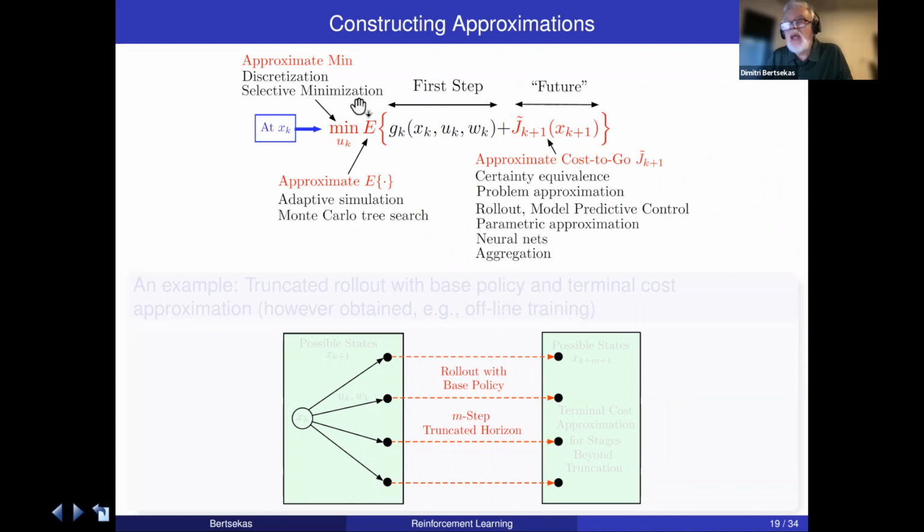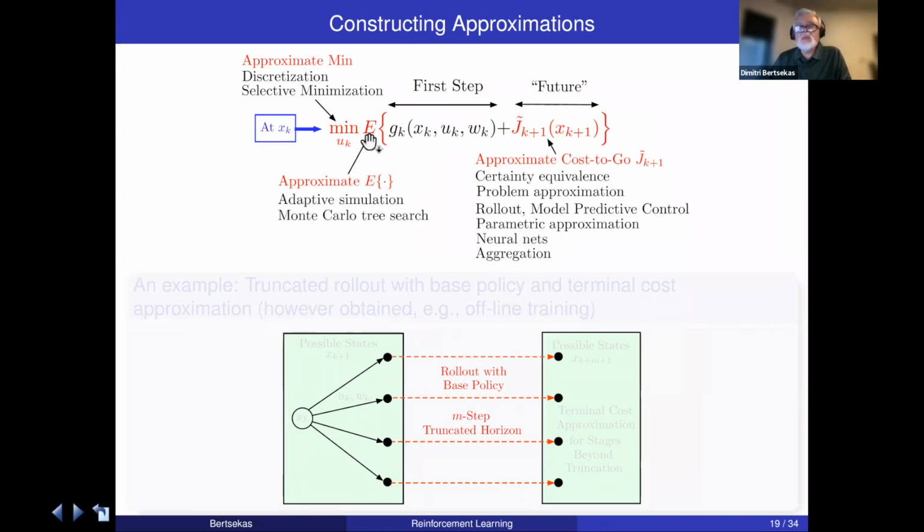Another possibility is selective minimization, whereby we have a large control set, but we select out a subset of promising controls. By means of some heuristic, we reduce the control constraint set to something that's smaller, and that will proportionally decrease the amount of computation needed here. We're going to discuss possibilities along this line as we go forward.